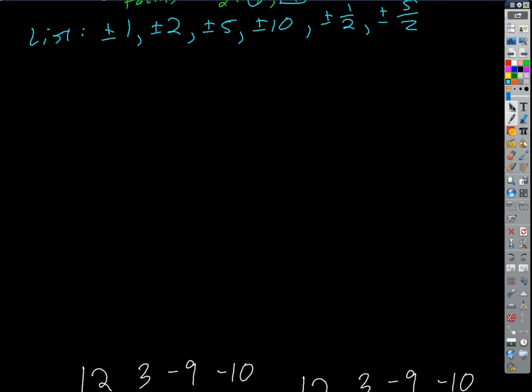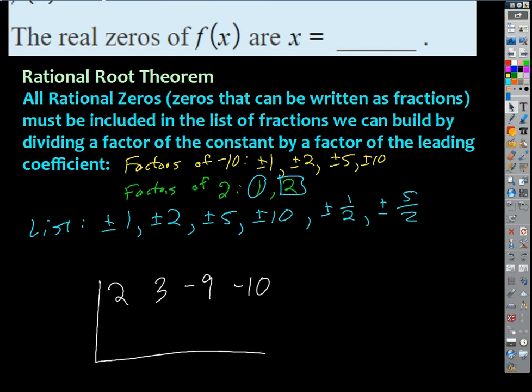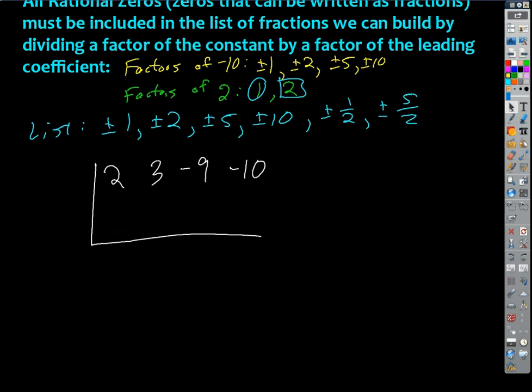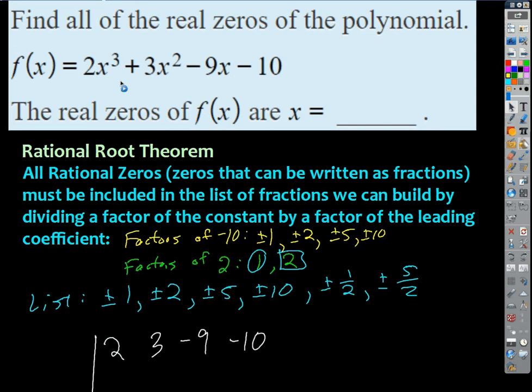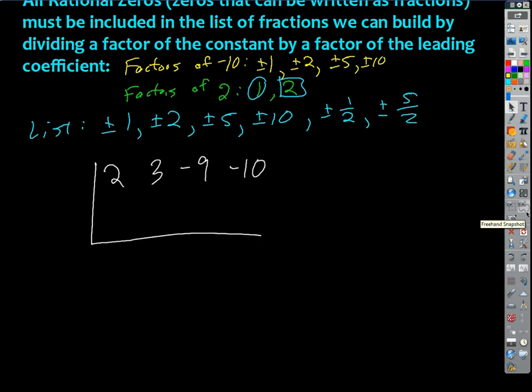Now, what are the odds? I just happen to have a bracket built for that. That's cool. That's great. Total accident. So where do those numbers come from? Just the coefficients, right? So there's the coefficients, and I'm just going to keep trying numbers from this list until I get what?